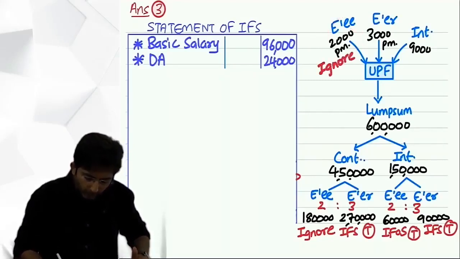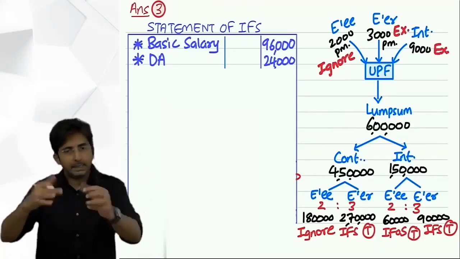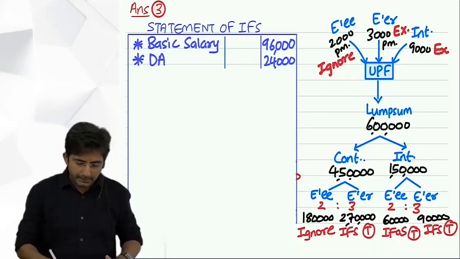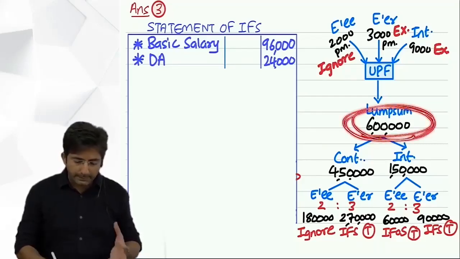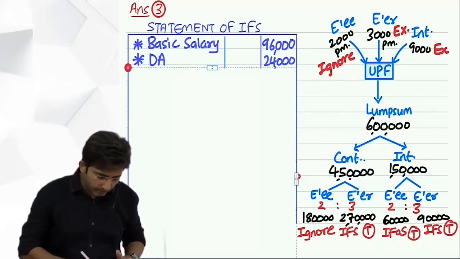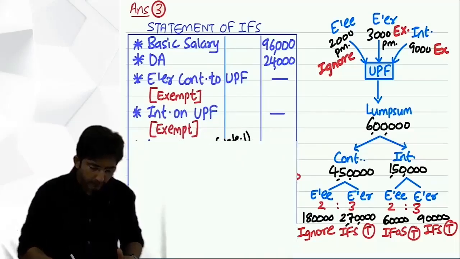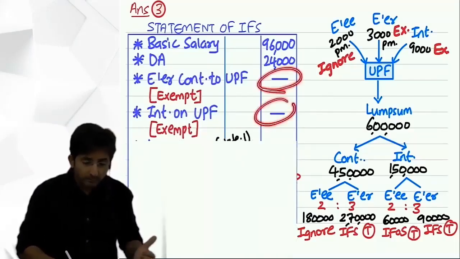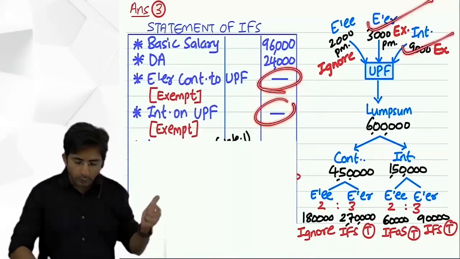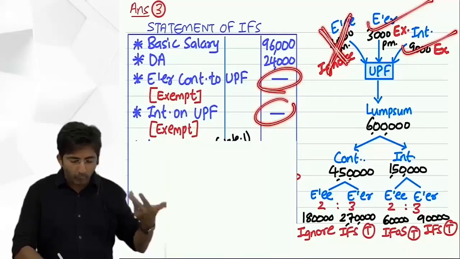Okay. And what about employer's amount of 3,000? Exempt. Interest also exempt. Because when money is deposited, at that time it's exempt. It is taxed at the time of the lump sum amount when it is encashed. So see the effect how I have done. Look at the main answer. See this. This dash is for what? Exempt. This employer's contribution interest. Employee's contribution, not even writing, it's ignored.